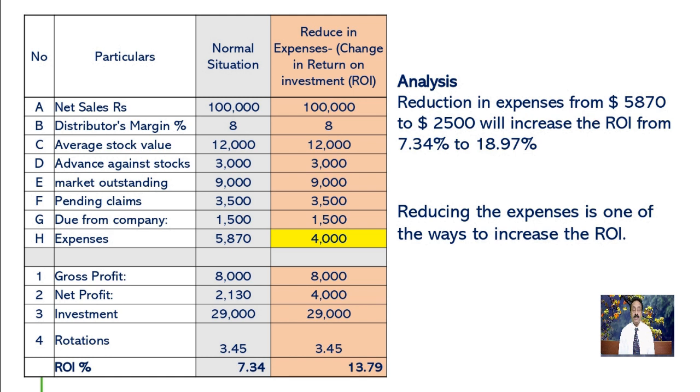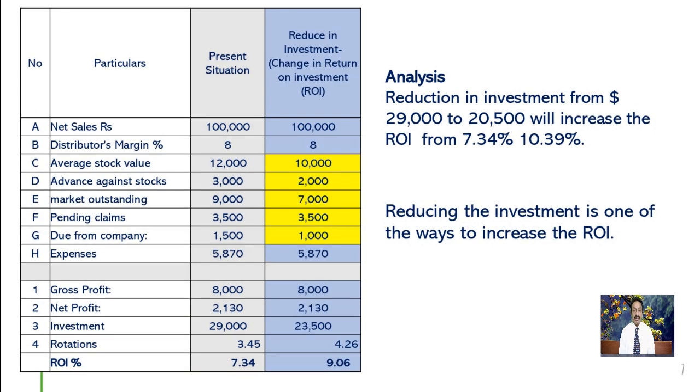First one is increasing the business, remaining will be same. Second is increasing the distributor margin, remaining will be same. Third is reducing the expenses, the remaining will be same. Now I will show you the fourth way to increase the return on investment. So first three we recall again: increasing the business, increasing the margin, reducing the expenses.